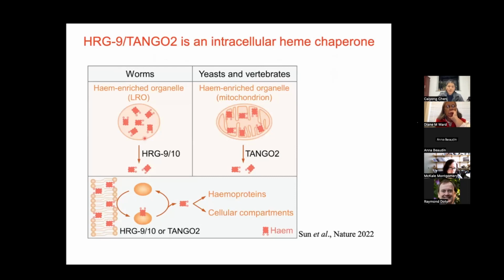In the heme auxotroph C. elegans, HRG9 and its paralog HRG10 can mediate heme transfer from the heme-enriched organelle or heme storage site, LROs. In heme-synthesizing organisms, such as yeasts and vertebrates, the HRG9 homolog TANGO2 can transfer heme from the heme synthesis site, mitochondria. HRG9, HRG10, and TANGO2 may transfer heme from heme-enriched membranes to downstream hemoproteins or cellular compartments.